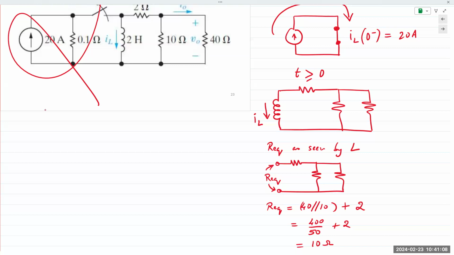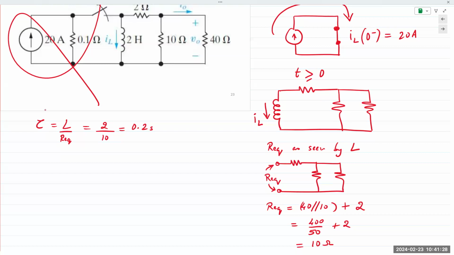And tau would simply be L over Req. L is 2 Henry, Req is 10. So this comes out to be 0.2 seconds.